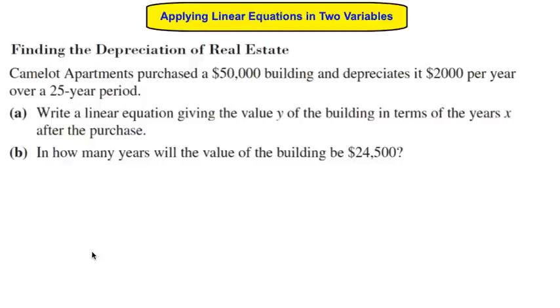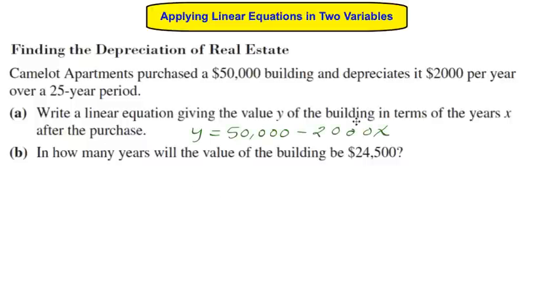Finding the depreciation of real estate. Camelot Apartments purchased a $50,000 building, and it depreciates $2,000 per year over a 25-year period. Write a linear equation giving the value y of the building in terms of the years x after the purchase. Well, we're starting with 50,000, and then we're going to subtract off 2,000 times the number of years x, and that will equal y. So our equation is y equals 50,000 minus 2,000x.